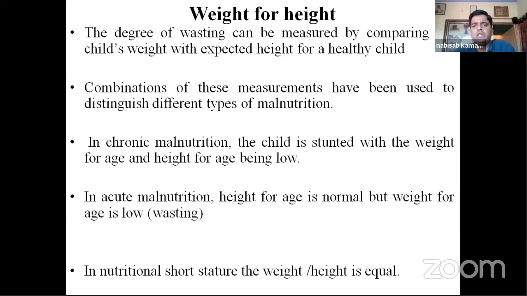The degree of wasting can be measured by comparing the child's weight with the expected weight for the height of a healthy child. A combination of these measurements is used to distinguish different types of malnutrition. In chronic malnutrition, the child is stunted, with weight for age and height for age both below the normal range. In acute malnutrition, height will be normal, but weight will be below the range expected for his age. In nutritional short stature, the weight and height will be equal.